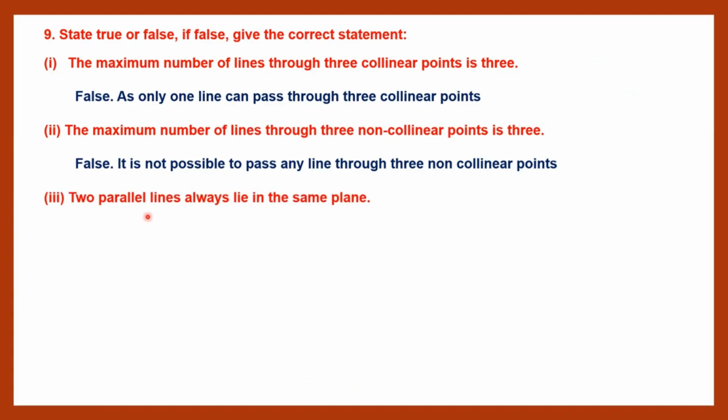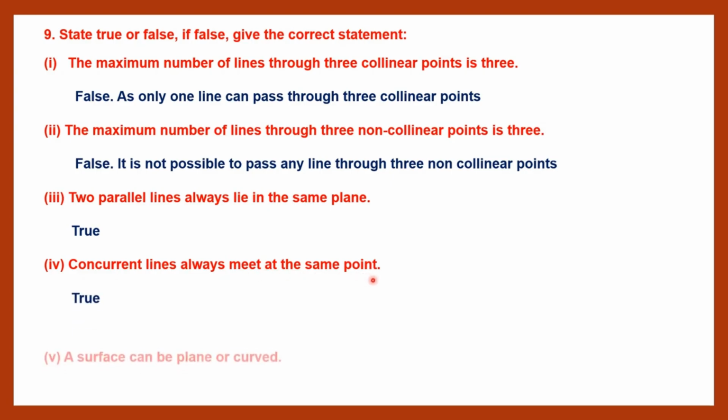Question 3. Two parallel lines always lie in the same plane. Now this is a plane, and can you see parallel lines? The edges of this slide are two parallel lines and they are lying in the same plane. So that statement is true. Question 4. Concurrent lines always meet at the same point. What are concurrent lines? Concurrent lines are lines that pass through a point. So if you have 3 or more lines passing through one point, you call them concurrent lines. So the statement is true. They have to meet at the same point. So the answer is true.